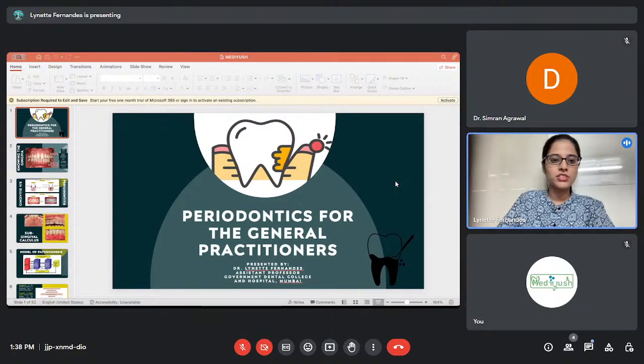So we'll learn what is gingivitis versus periodontitis. In your gingivitis, it's going to be your red gums, your swollen gums.